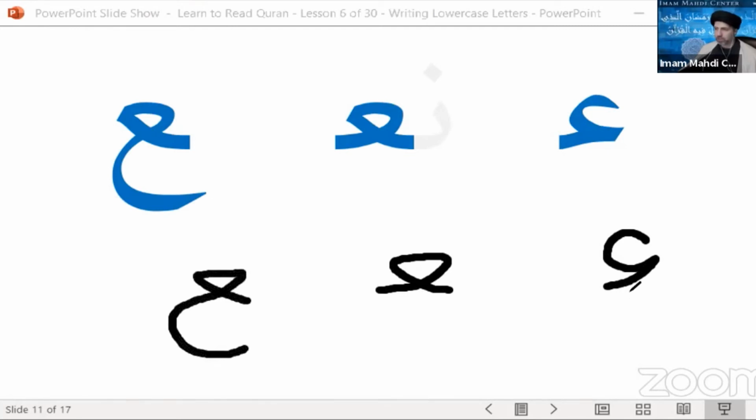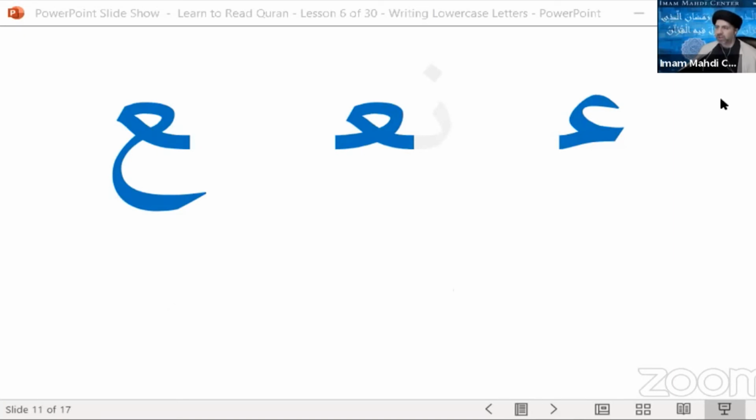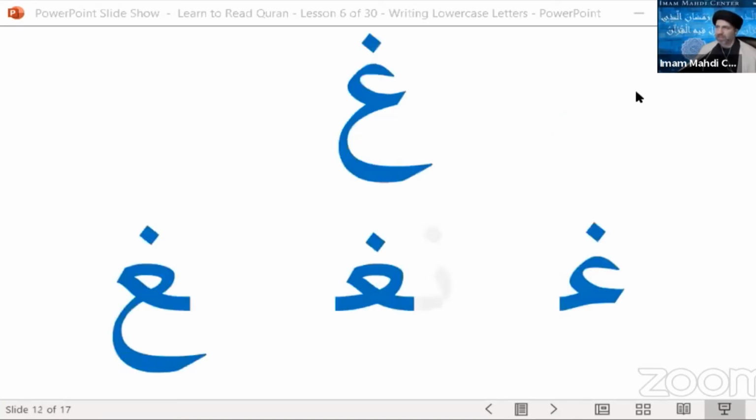Ain in the beginning of a word, Ain in the middle, and Ain at the end of a word. Now the next letter we're going to do is the Ghain. As you can see, the Ghain is written exactly like the Ain, but it has 1 dot on top. So you can trace it just like the Ain, but don't forget you have to put that dot on top of it. Otherwise, it's not a Ghain, it's just the Ain.